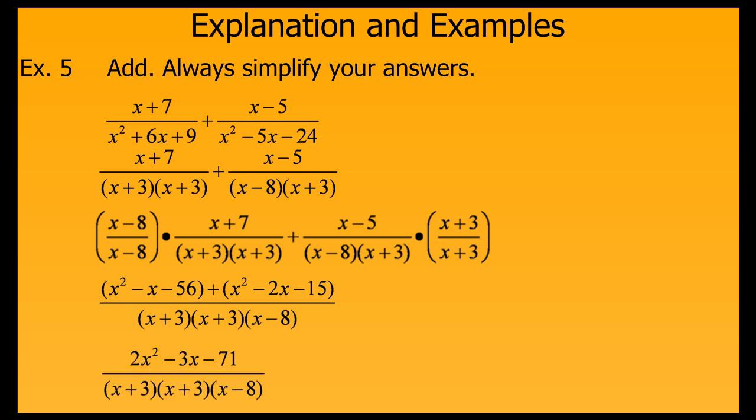Now we combine like terms in the numerator to get this. If we could factor the numerator, we would, in order to see if we could divide out any factors. But the numerator in this case does not factor, so we're done.